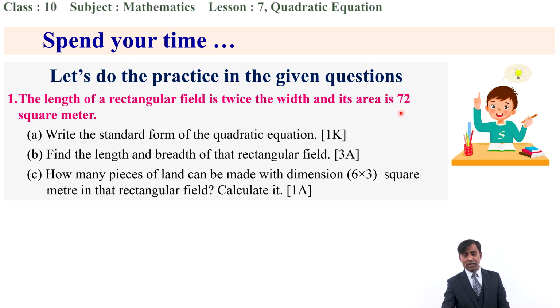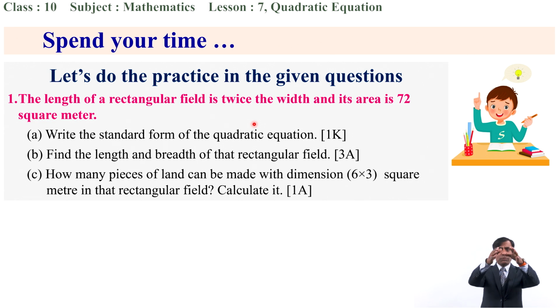72 square meters divided by 6 multiplied by 3. The area of a piece of land is 6 times 3, which is 18 square meters. So 72 square meters divided by 18 square meters; the unit square meter will be cancelled. Then the remaining value is the number of pieces we can make in this land. If we have to make small pieces of land, how many pieces can we make in that rectangular field? That's the question. So 72 divided by 18 is how much? 4. We can make 4 pieces of this land.